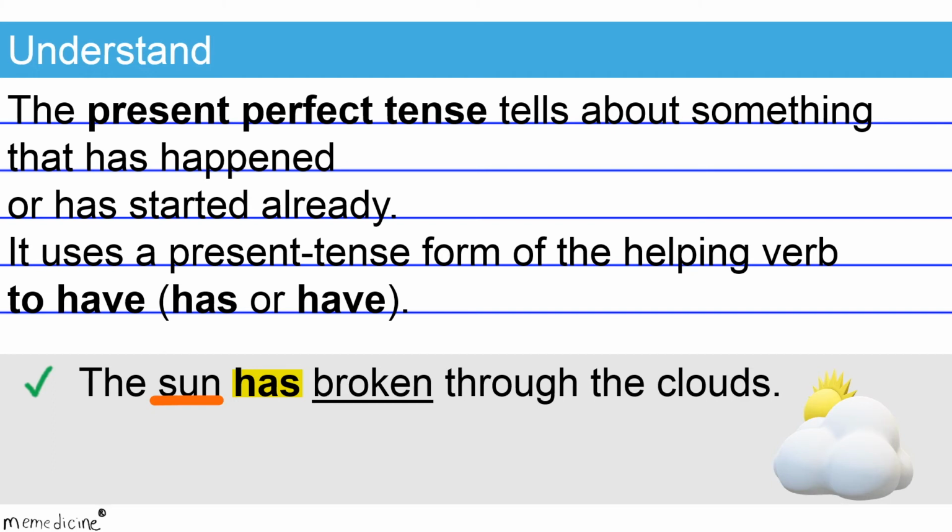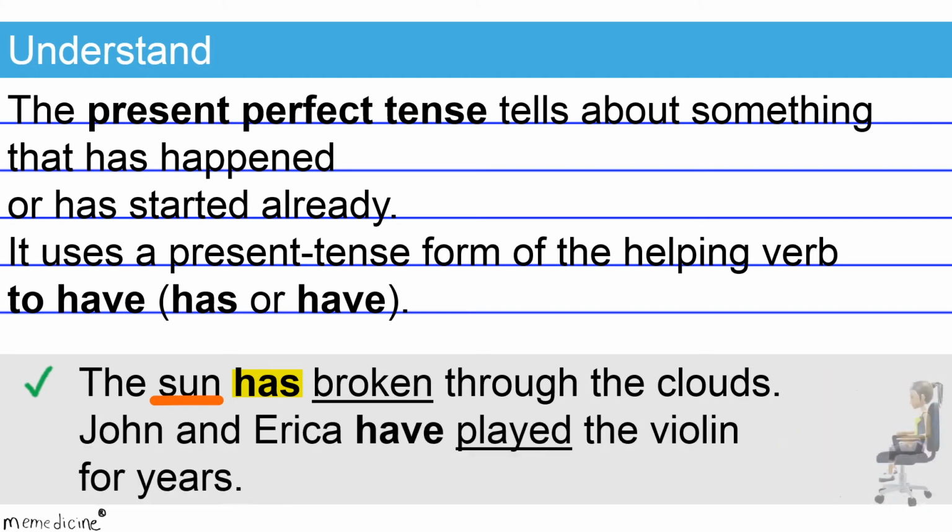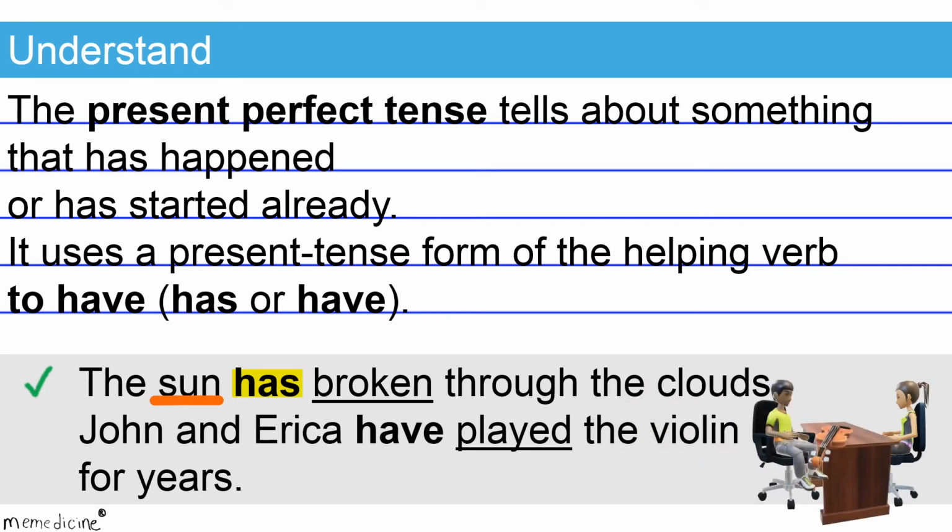Now check out another example. John and Erica have played the violin for years. Note here that have is the present tense form of the verb to have that is paired again with I, you, we, and all plural subjects. Here, our plural subject is John and Erica. So the present perfect tense have played correctly corresponds to its plural subject, John and Erica.